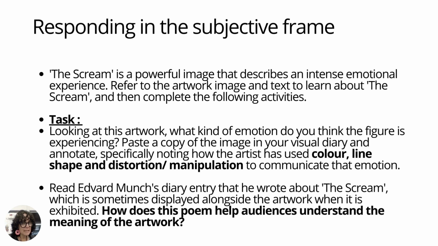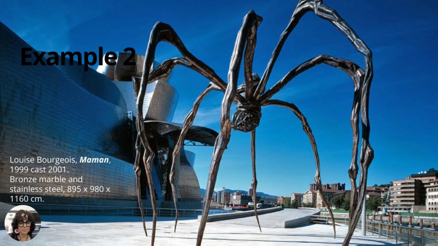Go back and reread Edvard Munch's diary entry that he wrote about the scream on the previous slide, which is sometimes displayed alongside the artwork when it's exhibited. And I want you to think about and answer this: how does this poem help audiences understand the meaning of the artwork? One paragraph is sufficient. Once you've completed that, come back for the next bit.